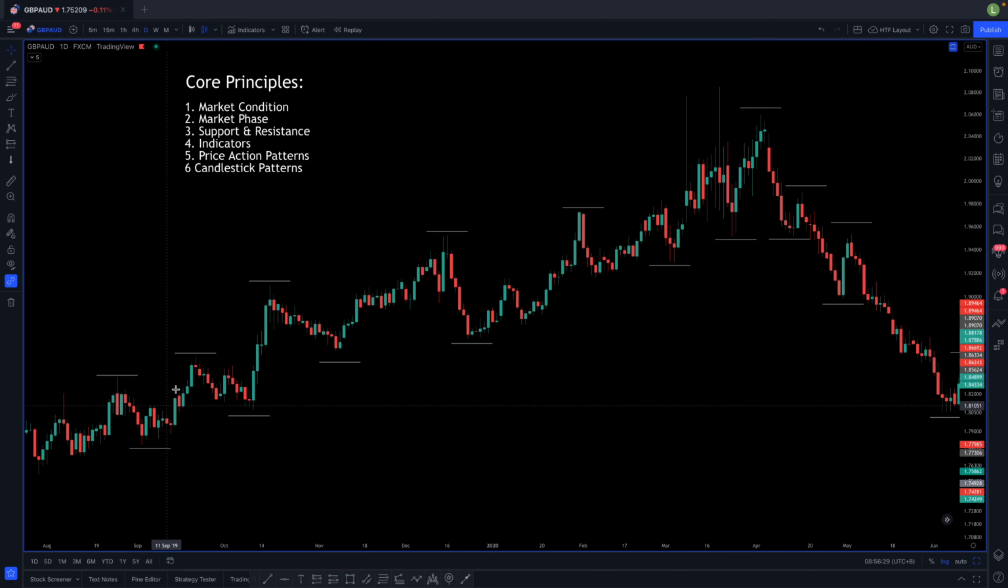So high, higher low. Well, this is a low. The first low, higher high, higher low, higher high, higher low. This is an uptrend. Now, you can also catch downtrends. It makes no difference if it's going up or if it's going down.